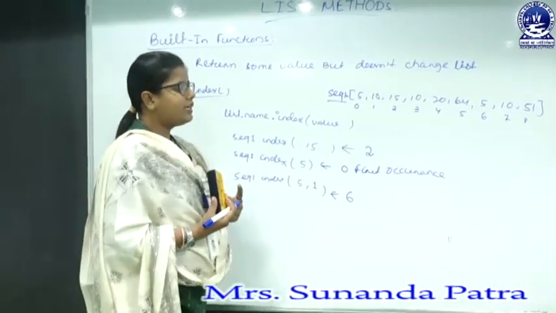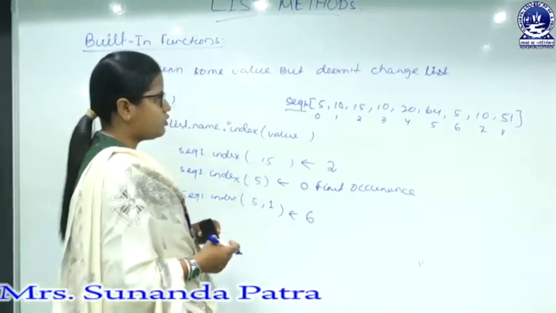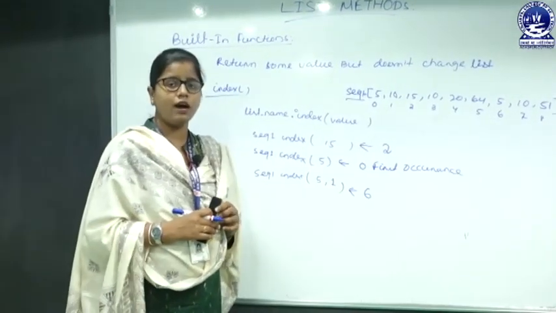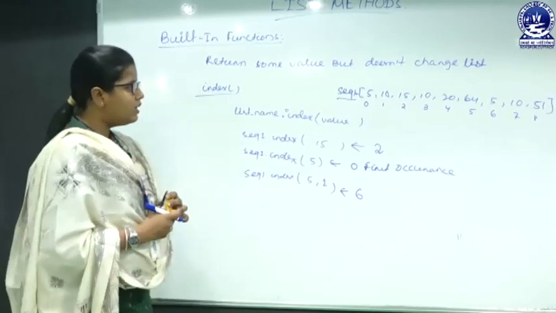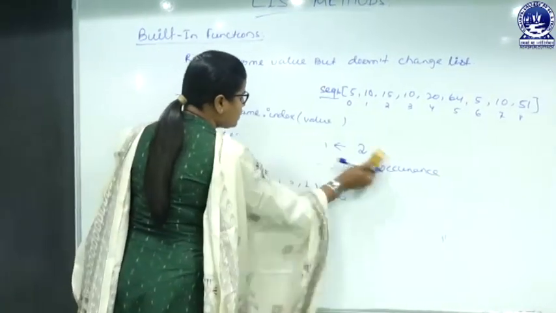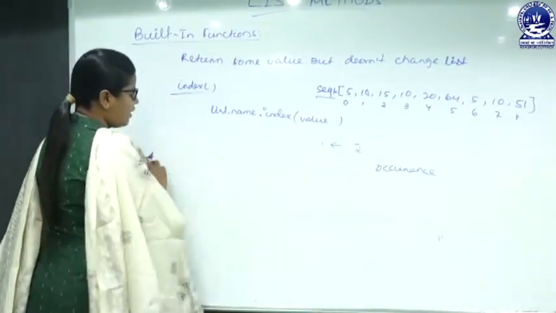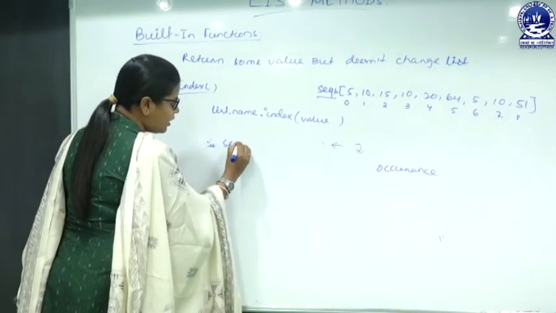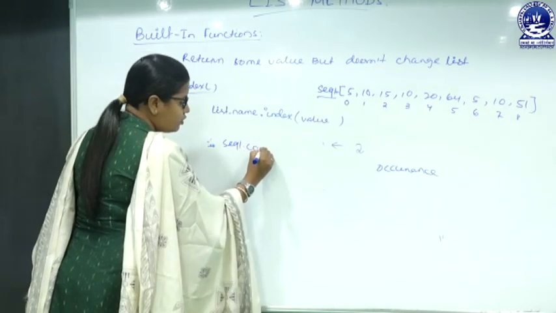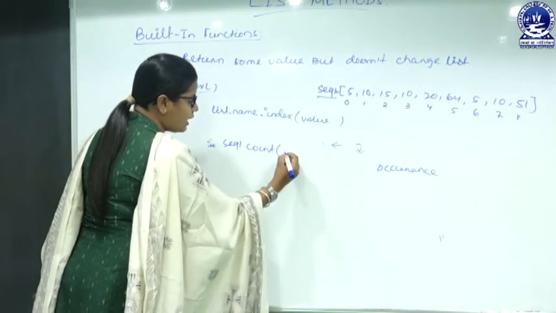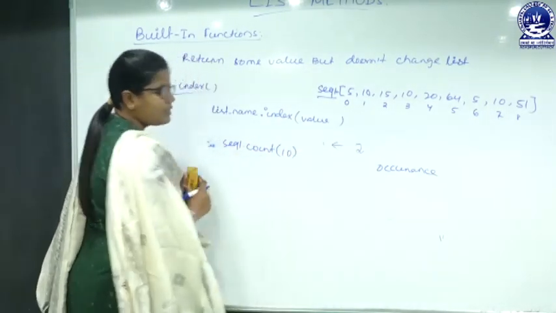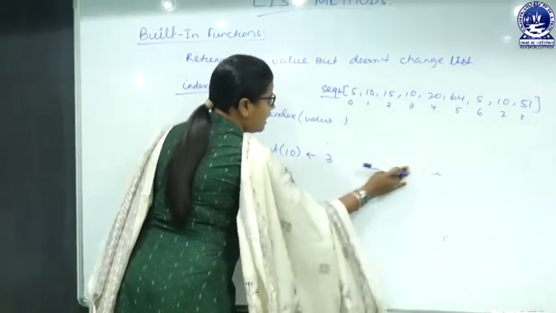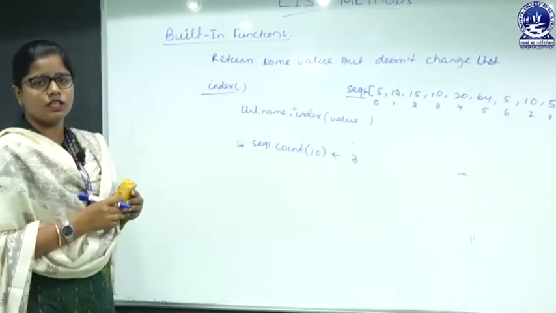Suppose I want to return the index of 10. How many times is 10 there? We should know how many times 10 is there. For that I can use the count function. If I use the count function, what is the list name here? Sequence 1. Then I want to count the occurrences of 10, so I mention 10 here. This will return 3 because 10 occurs 3 times in sequence 1.